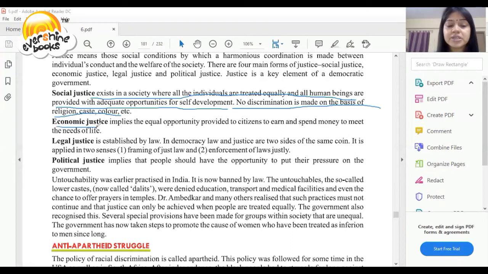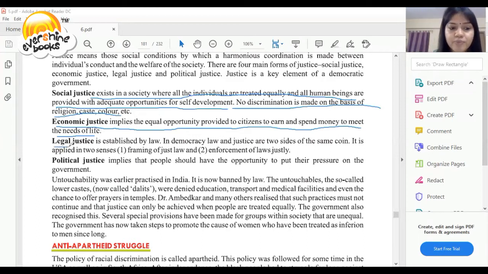What is economic justice? Economic justice implies the equal opportunity provided to citizens to earn and spend money to meet the needs of life. अपनी life को survive करने के लिए कोई भी किसी भी सिटीजन को इक्वल अपॉर्चुनिटी पैसे कमाने की या पैसे खर्च करने की मिलती है.